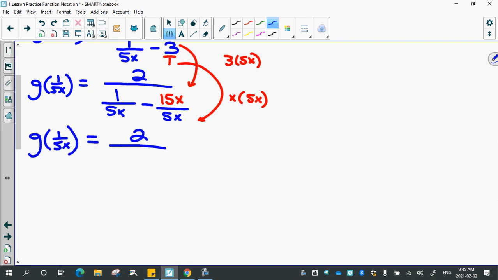So I've still got 2 in my numerator. Now, 1 minus 15x: one's got 1 and one's got an x. They're not like terms. Does everyone agree? So the only thing I can do, since they're both out of 5x, is subtract them, but that's the best I can do, write it as 1 minus 15x.